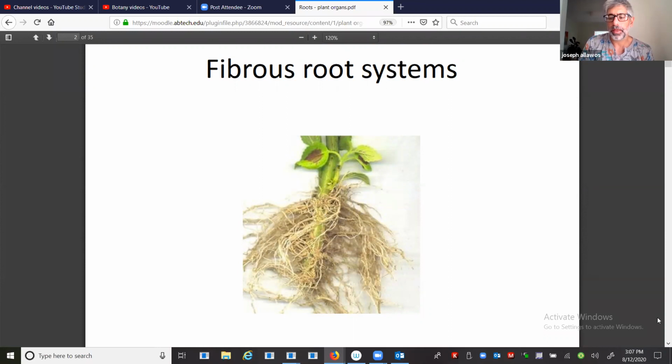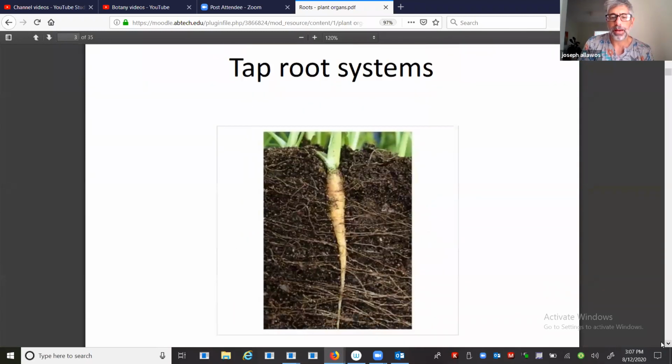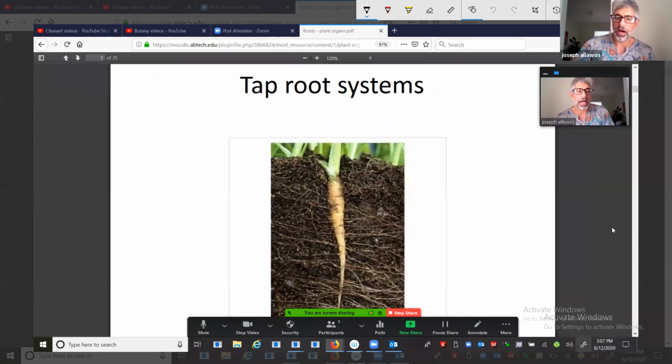Compare that to a taproot system. You're all familiar with a taproot system because a carrot is a really good example. In a taproot system, you have this one central root, and branching off of it are lots of smaller roots, which we often call rootlets. They don't always have to have this exact form. For example, in the case of a carrot, depending on the type of soil that you grow it in, and clearly they grew this just to show these rootlets here. But if the root hits a rock or something like that, it will often branch. So you could have branched carrot roots, but for the most part, it has a taproot. Things like carrots and parsnips, beets.